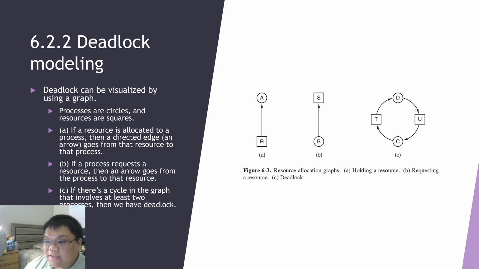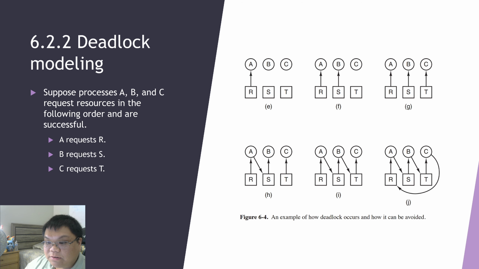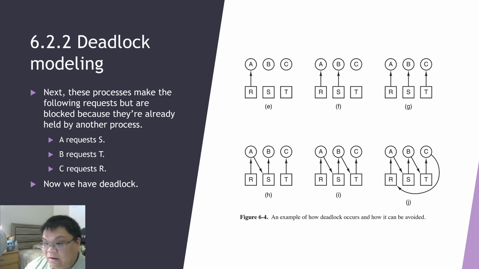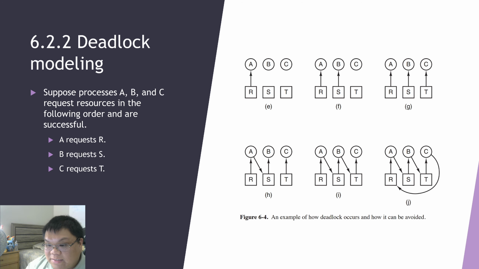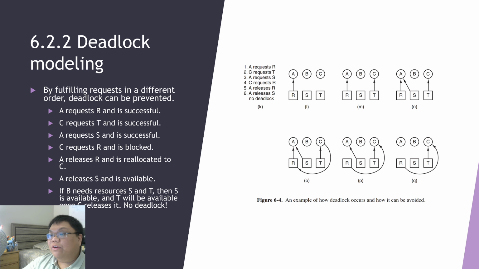So remember, process A needs resources R and S. Process B needs resources S and T. Process C requires resource T and R. We know what each process needs. So instead of doing it in the order of A requests R, B requests S, C requests T, A requests S, B requests T, C requests R, let's do it in a different order.